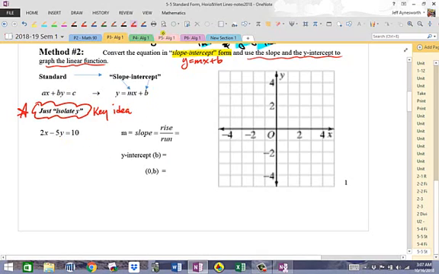So let's do that. Now to isolate y here, to solve for y or isolate y, however you want to say it, you have to add the opposite first. All right, so the opposite of 2x is negative 2x. So add the opposite first.